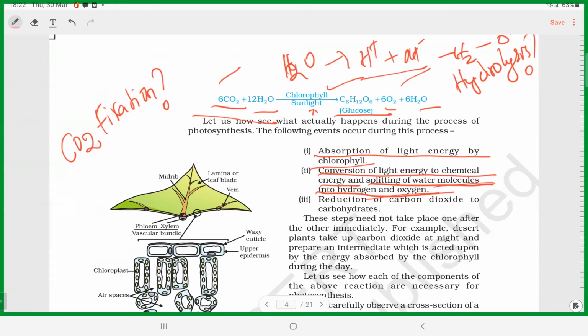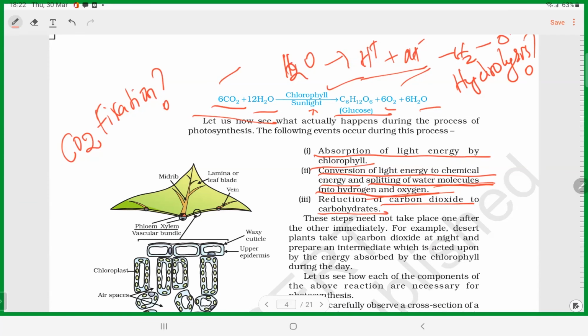This hydrogen is involved in photosynthesis and gives energy. And then, reduction of carbon dioxide to carbohydrates. What is called reduction of carbon dioxide to carbohydrates? CO2 fixation. Okay, it is carbon. See, the plant takes carbon dioxide. What is CO2 fixation? What does the plant take from the atmosphere?